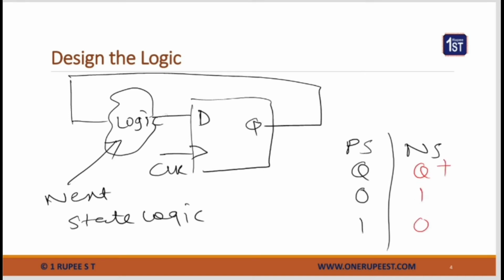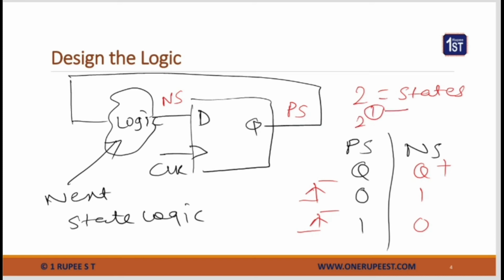That means next state, this is present state. Present state is fed back to the combinational logic. I am getting the next state, which is nothing but Q plus. I should get Q plus on the rising edge of the clock. That means next state should be transferred to the present state or to the output. That means on the rising edge of the clock, this logic will work. So I need a single D flip-flop because of the number of states. State is nothing but the output of your sequential circuit. So 2 to the power 1 indicates the number of flip-flops. So I need a single flip-flop.